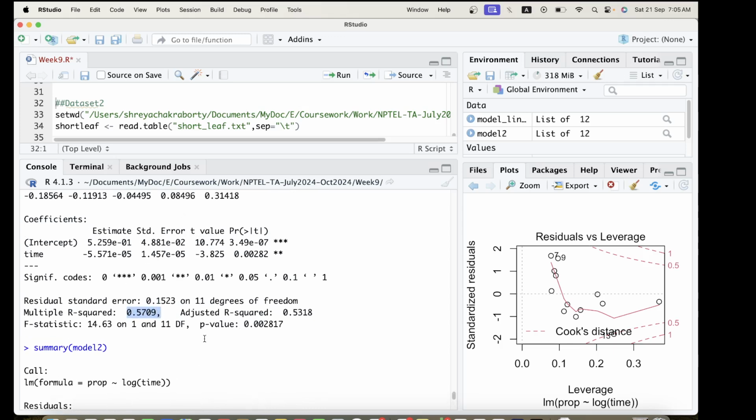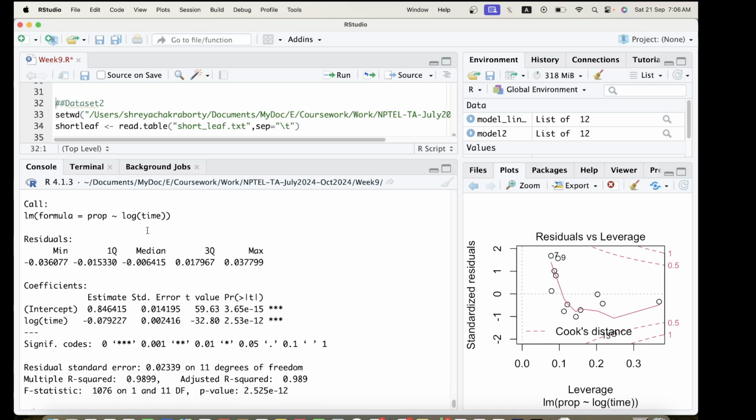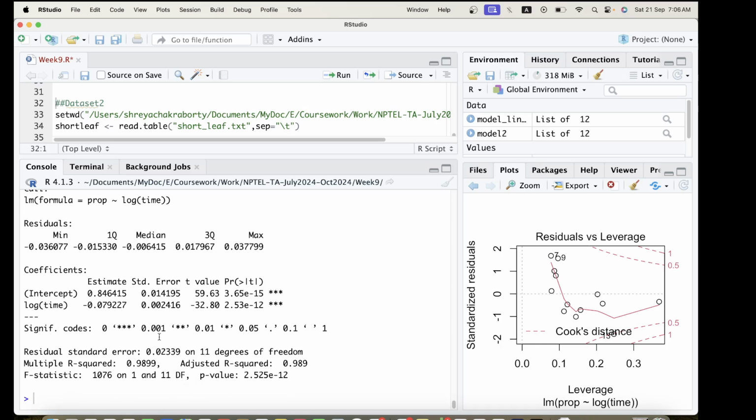So in this model where we did not make any transformation, the variable time was only able to explain 57% of the total variation in the proportion of correct recall. But after transformation, we have fit the model so well that this predictor time is now able to explain 98.99% of variation in the responses, or in the recall time. So this is of course way better a fit than the previous one.